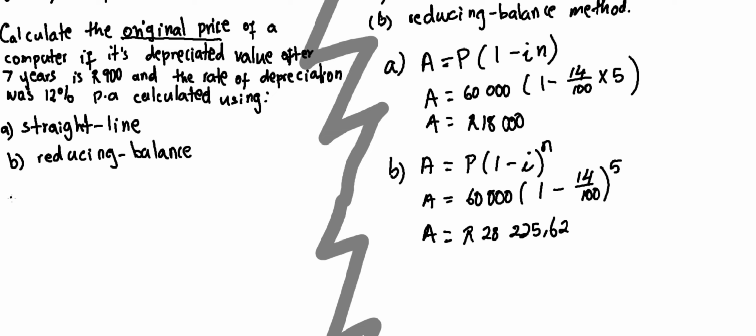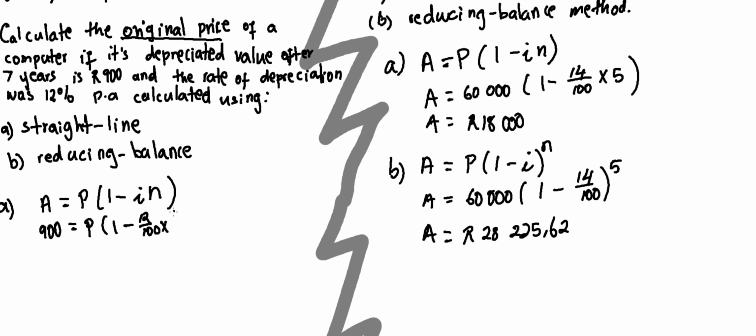So let's start with a straight line. A straight line, we know that it looks like the simple interest formula, but we are going to use a negative in the middle. So the final value of the computer, we are being given that it is 900 rands, right? We want the original amount, which is P. So what is the rate? The rate is 12%. We are going to say 12 divided by 100. For how long? It's going to be for 7 years.